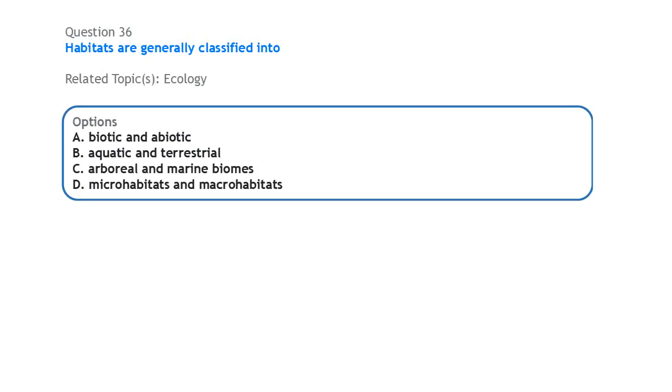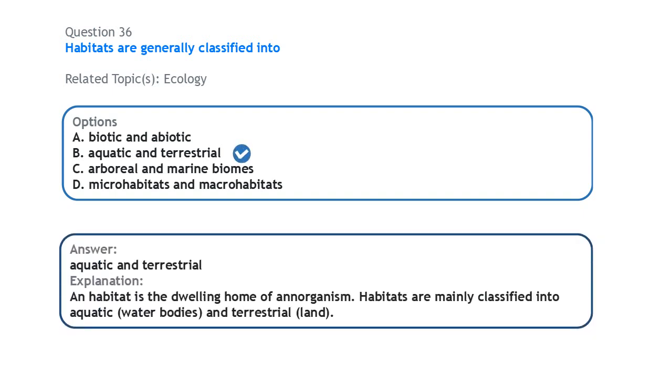Next, also on ecology, habitats are generally classified into, so largely we have aquatic habitat, that is water bodies, and terrestrial habitat, the land.